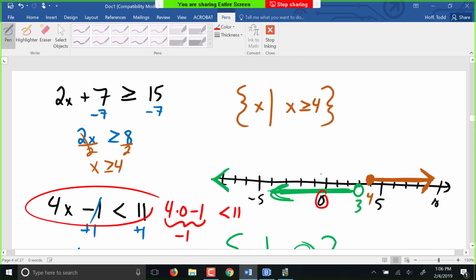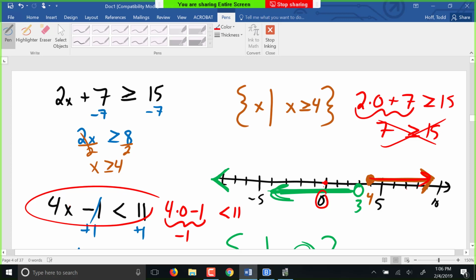Up here, if we tried 0, we'd have 2 times 0 plus 7. Is that greater than or equal to 15? I'm going to write it over here so we got more room. Well, 2 times 0 plus 7 is 7, right? Is that greater than or equal to 15? No. So 0 is not in the solution set of that. So you can see the brown points away from the 0, so that it doesn't include the 0 in the solution.